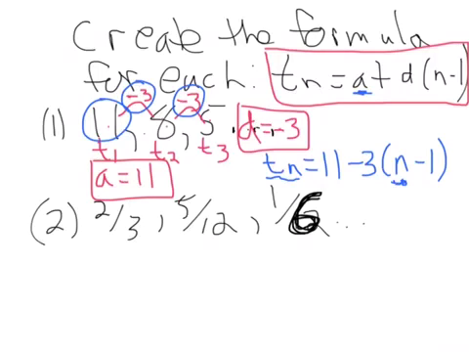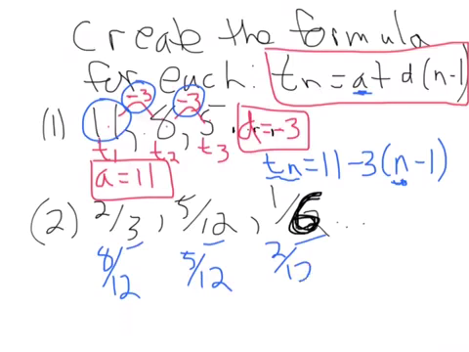Okay, let's do it for the next one. 2/3, 5/12, and 1/6. Well, that's kind of hard to do. I think we probably should get equivalent denominators. So 2/3, what's a common denominator between thirds, twelfths, and sixths? I'm pretty sure it is twelfths. So let's see. 2/3 would be the same as 8/12. 5/12, of course, is still 5/12. And 1/6 is the same as 2/12.